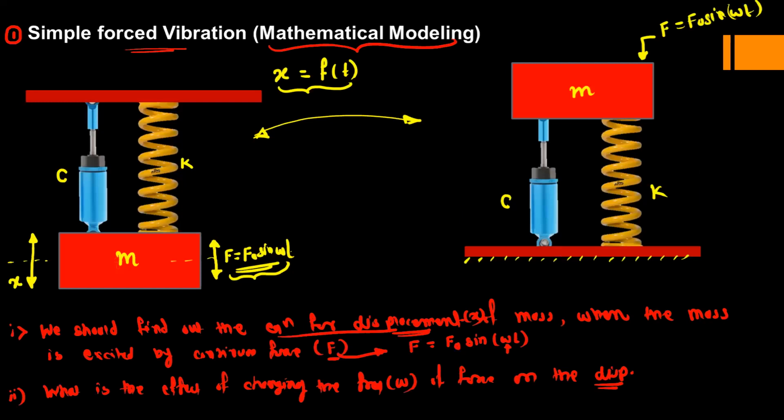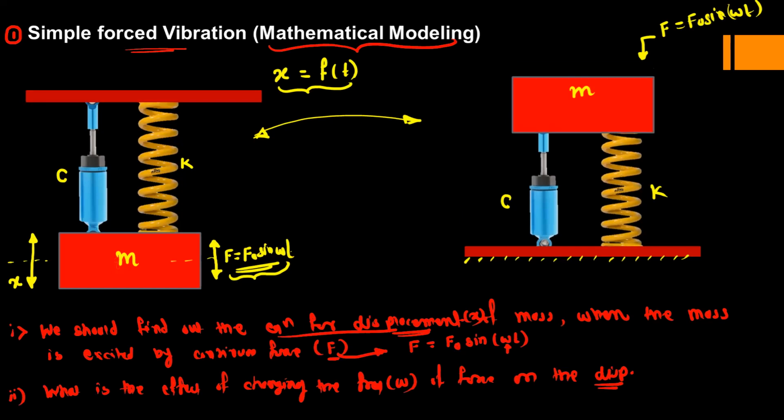Then we started with the simple forced vibration. It was a mathematical modeling of the simple forced vibration. So we have seen the equation of motion for the simple forced vibration. What is the exciting force? So here F is equal to F0 sine omega t. It is the exciting force, which is a harmonic force. So it will cause the continuous oscillation of this mass m. So this is the forced vibration. And because of this force F0 sine omega t, this mass will vibrate with some frequency and amplitude. So this amplitude is derived by using the equation of motion.